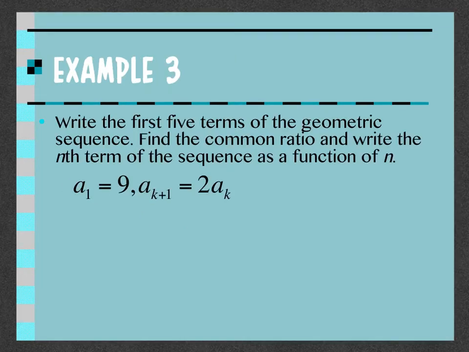E says write the first 5 terms of the geometric sequence, then find the common ratio, and then write the nth term of the sequence as a function of n. So this is not only geometric, but it's also recursive, right? So recursive is the one where you need the one before it.